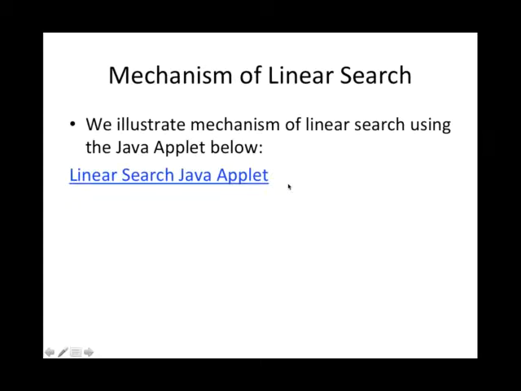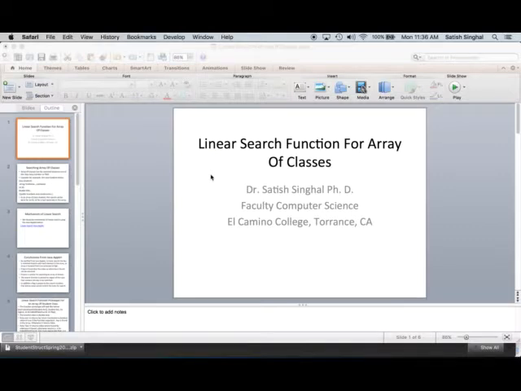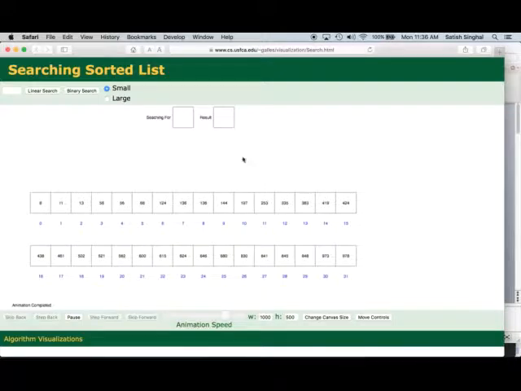First I want to show you the mechanism of linear search using an integer array, and that would be shown through a linear search Java applet. Let me click on that, and the applet is going to show. Here we have the option of linear search. I'm only going to talk about linear search. Let me decrease the animation speed so you can see what I'm doing.